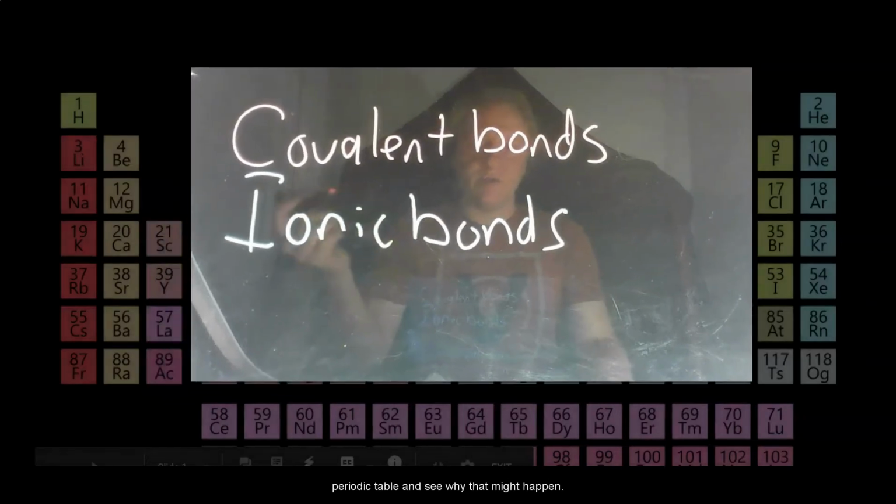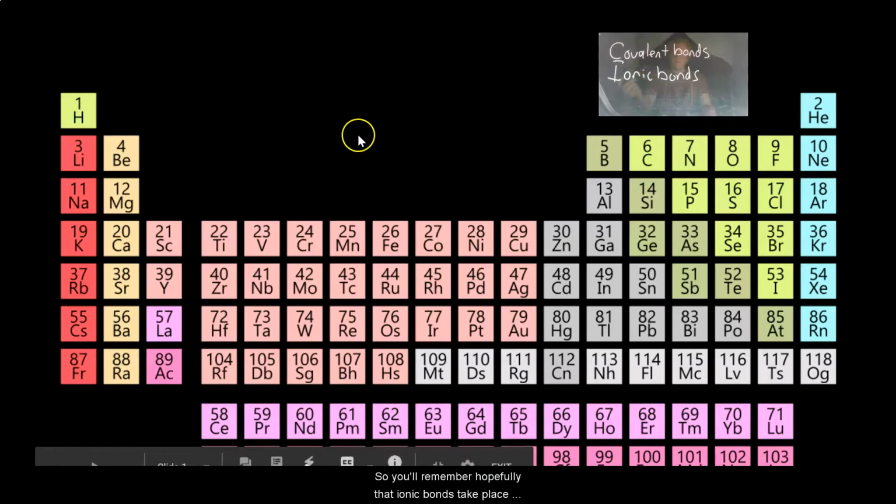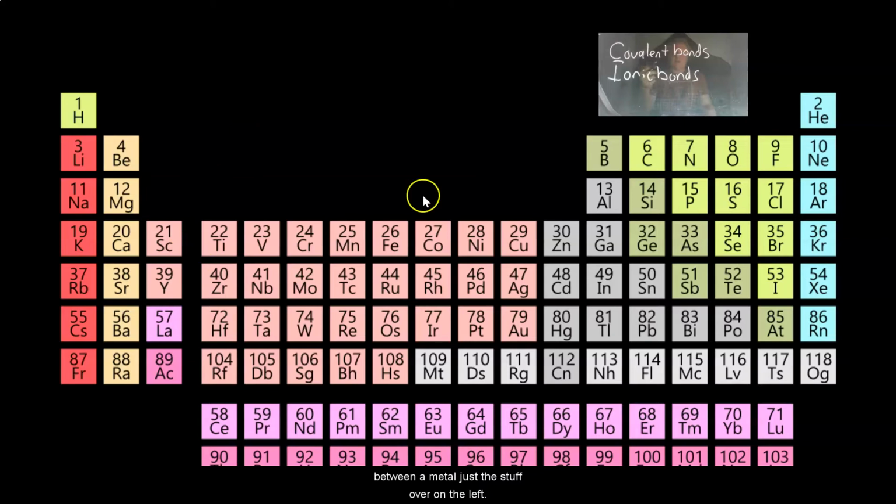So let's take a look at our periodic table and see why that might happen. You'll remember, hopefully, that ionic bonds take place between a metal, which is the stuff over on the left, and a nonmetal, which is the stuff over on the right. And again, you're not going to be required to remember specifically oh, chlorine's a nonmetal. But you should kind of know generally where the nonmetals are on the periodic table. They're over on the right-hand side.